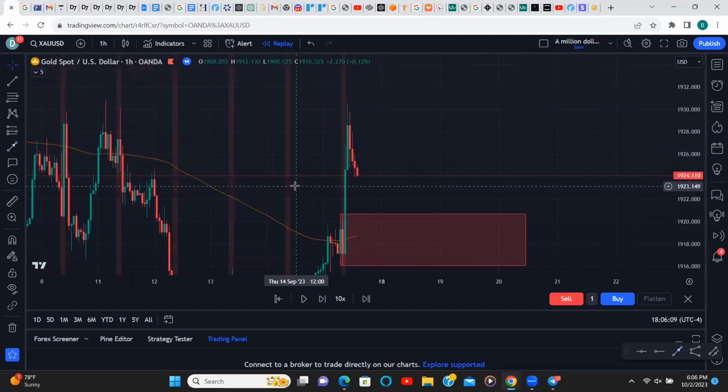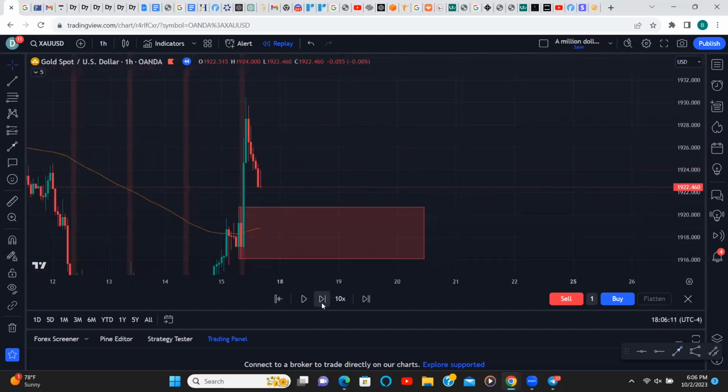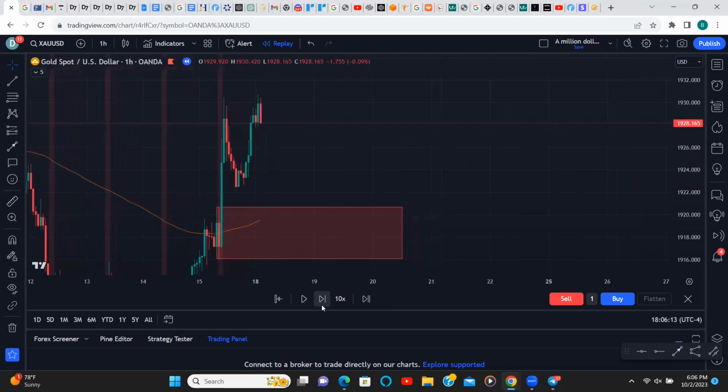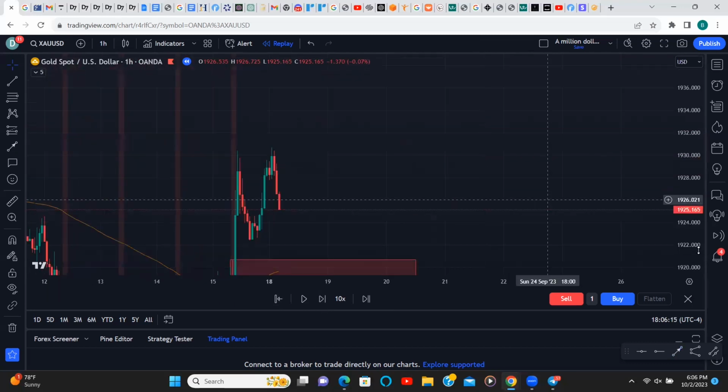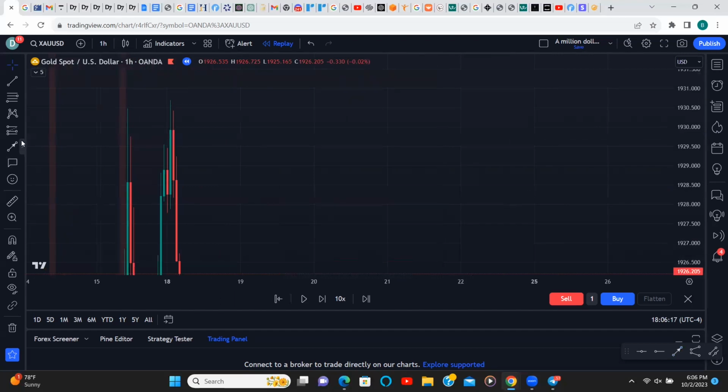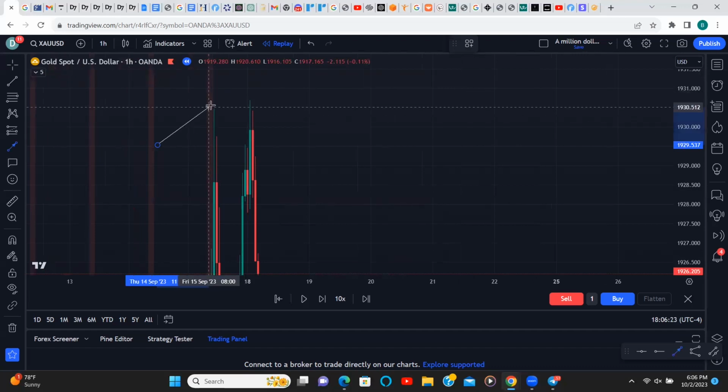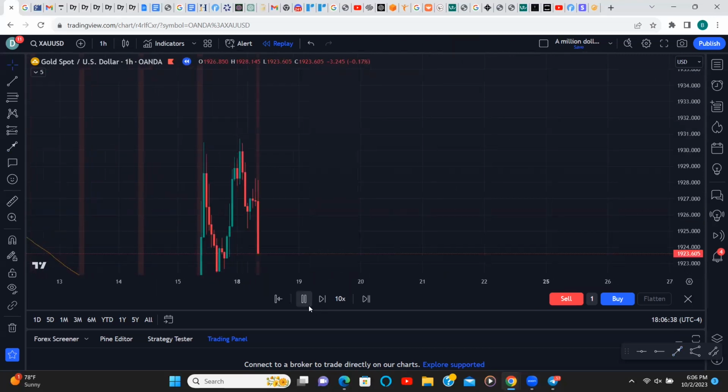Let's keep taking a look right here. Watch this. Do you see how price closed with a wick above this structure right here? This is what you call a sweep. When price decides to close with a wick above structure or below structure, this is what you call a sweep. Let me show y'all some more examples real quick.